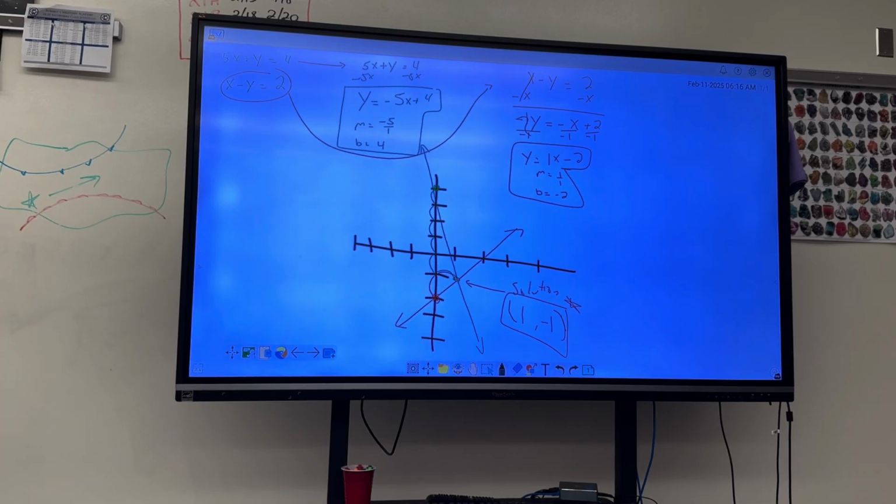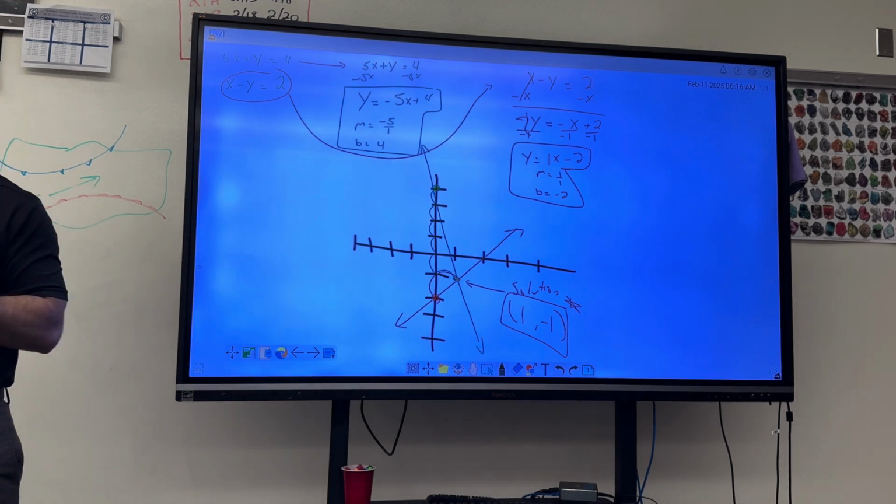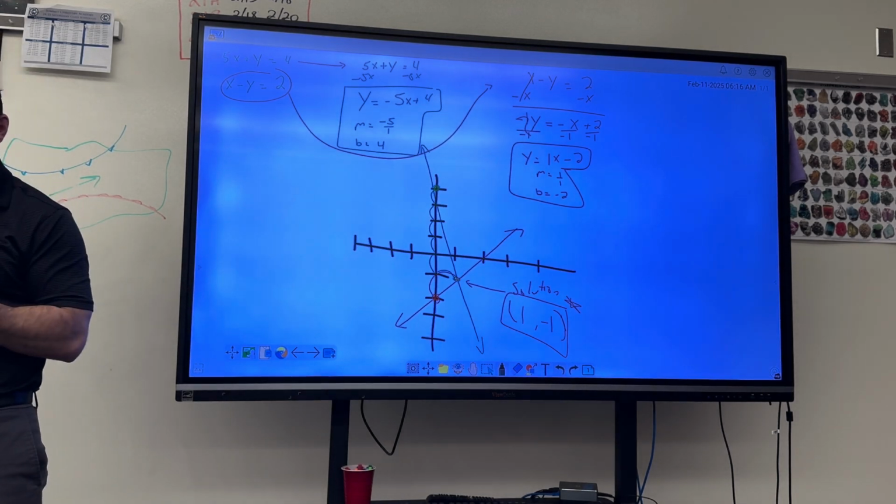This is not new, right? This is finding slope-intercept form, graphing. Those two things are not new. The only thing that's new is finding the intersection, which is what we did yesterday.